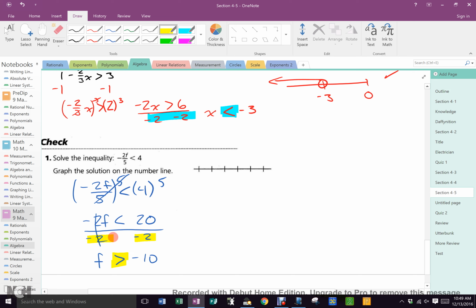Everybody got it? So now let's graph it. What's the only number that matters? Negative 10. I can put it anywhere I want. Open dot. Why? Because it's not included. And can I follow the arrow? Yes. Everybody good?